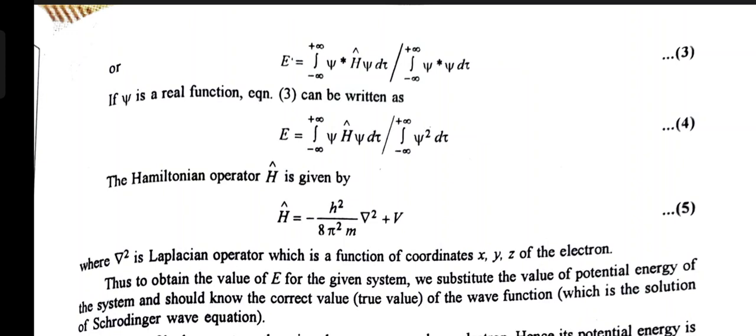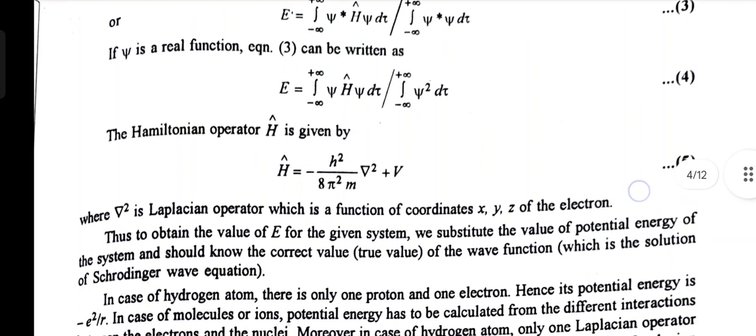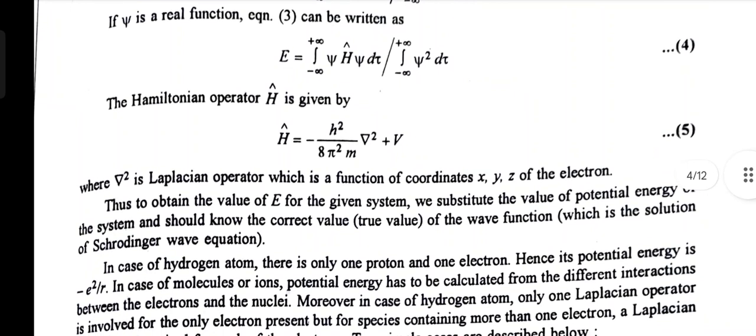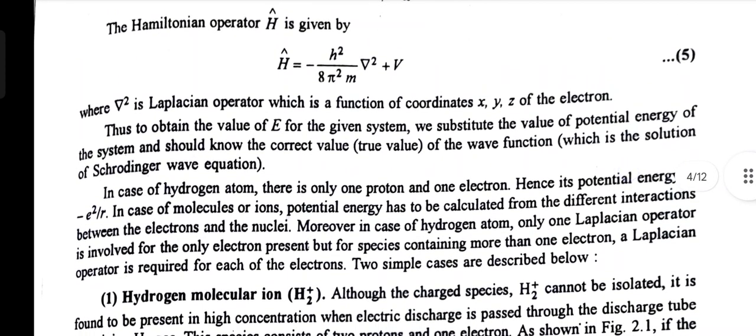The Hamiltonian operator h cap is given by h cap equals minus h square by 8 pi square m delta square plus V, where delta square is a Laplacian operator which is a function of the coordinates x, y, z of the electron. Thus, to obtain the value of E for the given system, we substitute the value of the potential energy of the system and should know the correct value of the wave function.